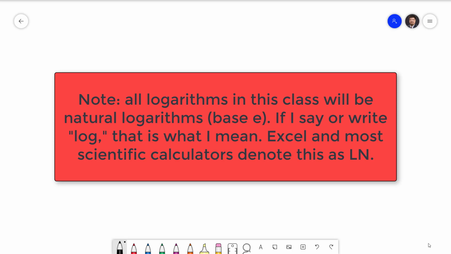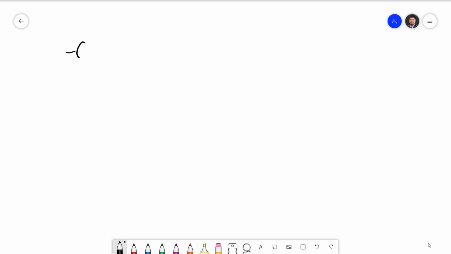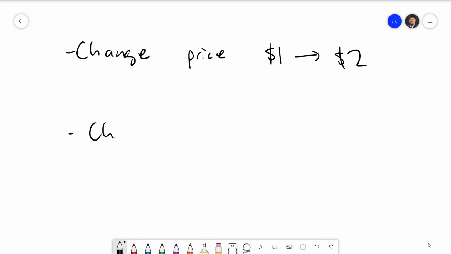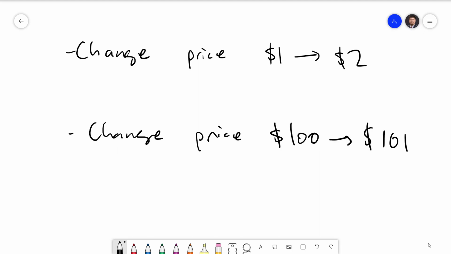Before moving on, it is important to make sure you have a solid understanding of the basics of logs. To get us started, let's think about two different price changes. First, we're going to change the price of a product from $1 to $2. And in the second, we are going to change the price of another product from $100 to $101. In both of these examples, we're changing the price by $1.